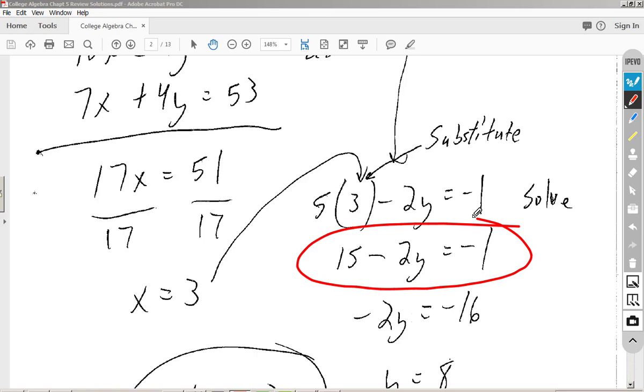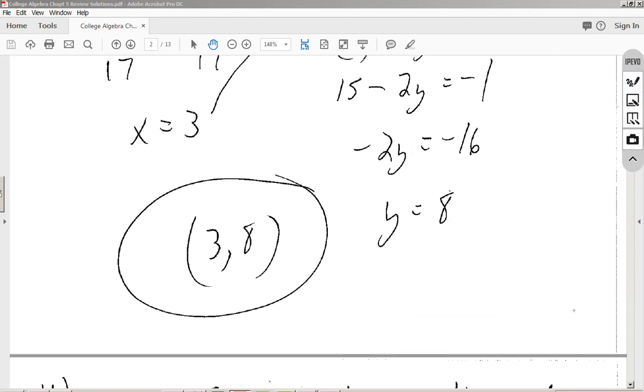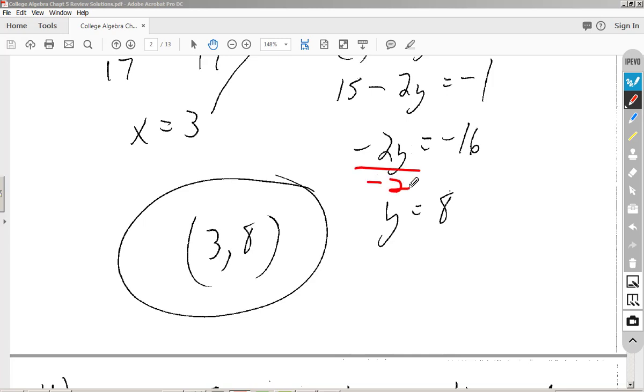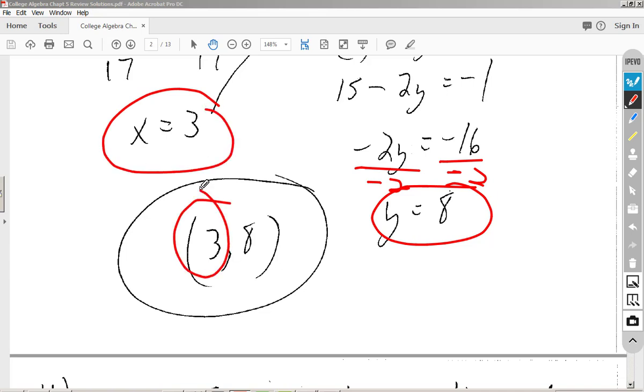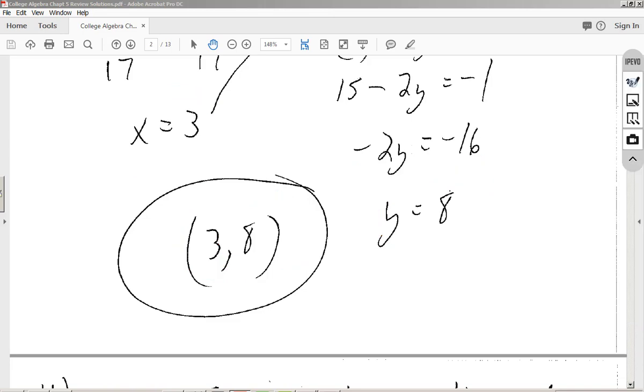Now I subtract 15 from both sides. So when I subtract 15 from both sides, I got negative 1 minus 15. And negative 1 minus 15 is going to give me this negative 16. And I divide both sides by negative 2. And when I divide both sides by negative 2, I get my y value, which is equal to 8. So my solution set on number 3 is going to be, my x value was 3, and my y value was 8. So my solution set is 3 and 8.